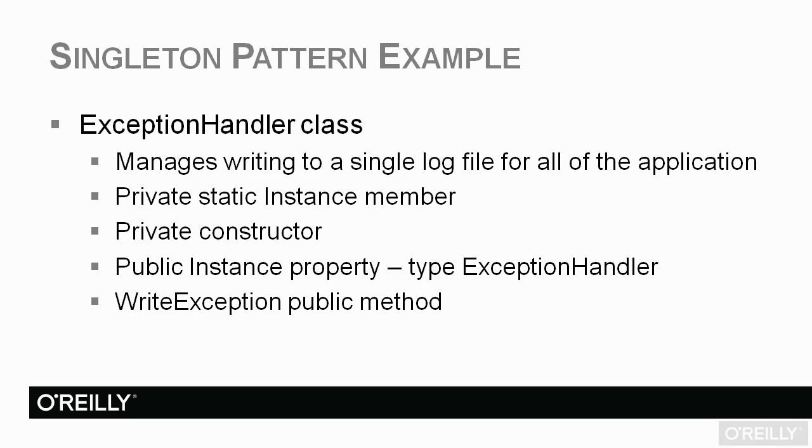As I mentioned before, we'll have a private static instance member, and that will be, of course, exception handler class type. We'll also have a private constructor, so it won't be able to be called throughout the application. And then we'll have our public instance property, which again will be of type exception handler. And the exception handler will have a single method, writeException, and that will, of course, be a public method, and that's what we'll be using within our application.